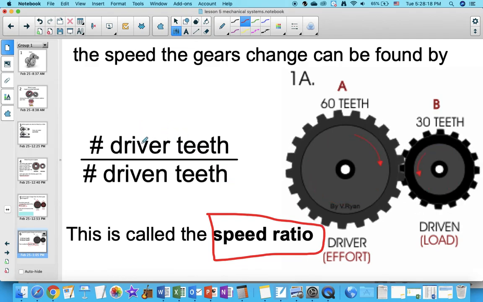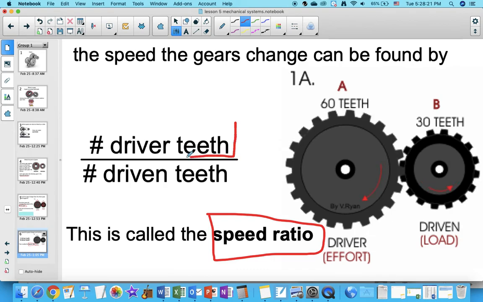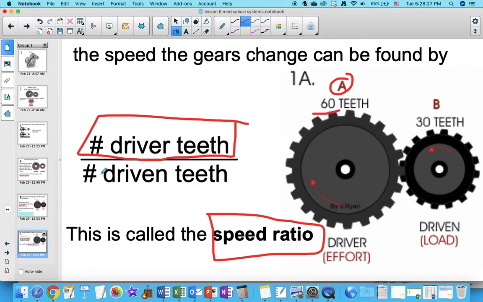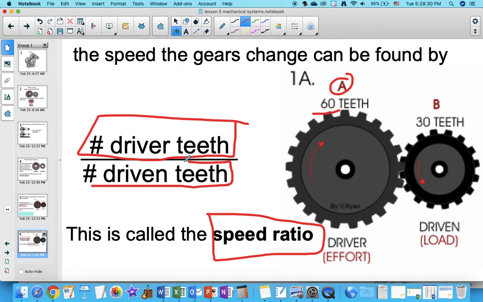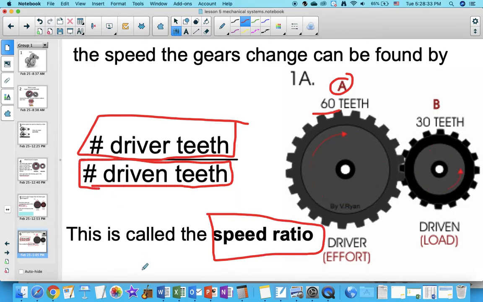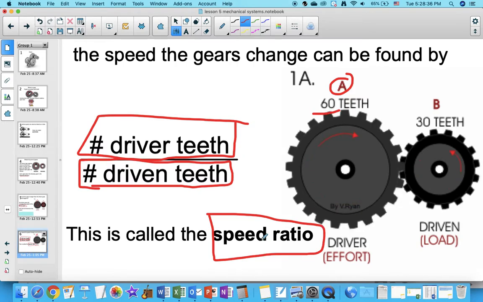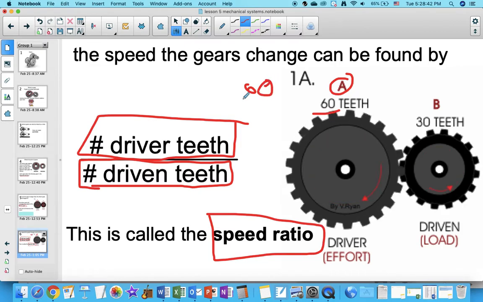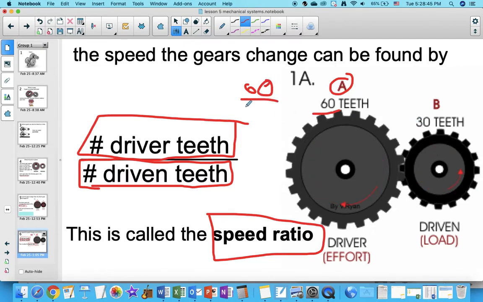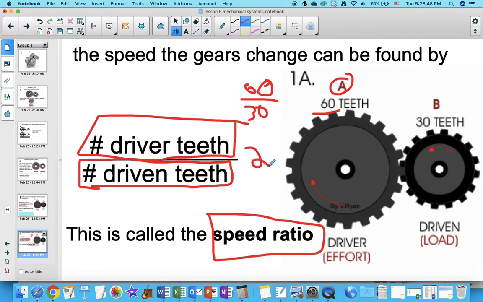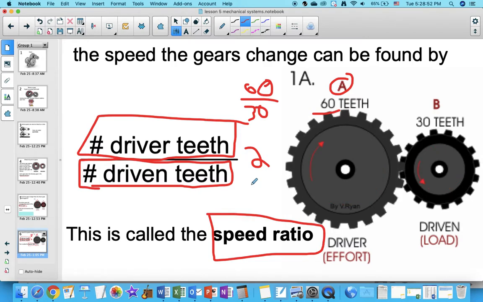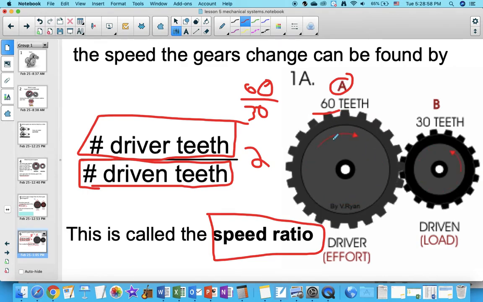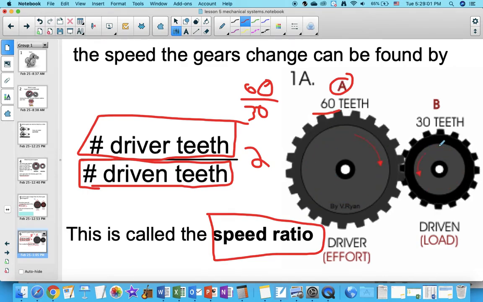You count the number of teeth on your driver gear, right? So in this case, A is our driver gear. We have 60 teeth, and we divide it by the number of teeth on the driven gear. This is called the speed ratio. So we'd go 60 for the driver gear, and we divide that by the number of teeth on the driven gear, which would be 30, which would make it 2. So we have a speed ratio of 2, meaning that the driver gear is making the driven gear move twice as fast. And you can see that. As this one rotates once, this smaller gear will rotate 2 times.